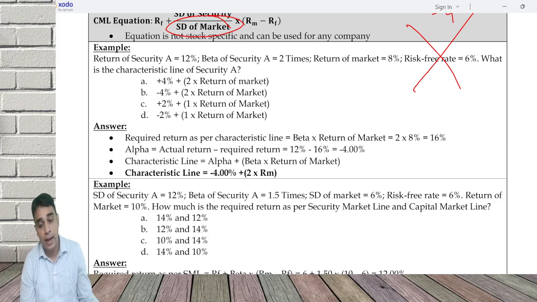Again repeating, capital asset pricing model equation is not beta into RM minus RF, it's beta divided by beta of market, but we need not write that because beta of market is one. Any doubts on this?